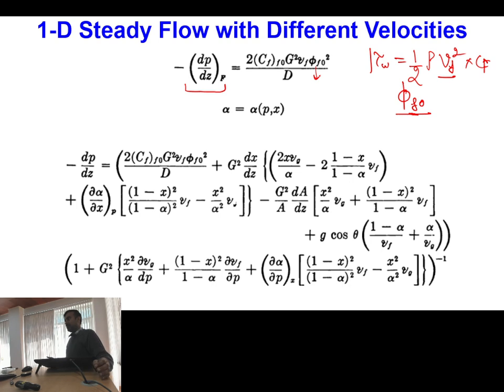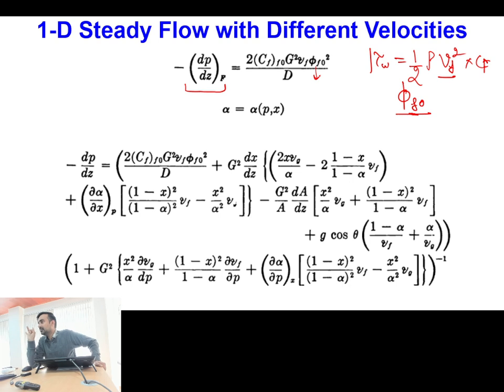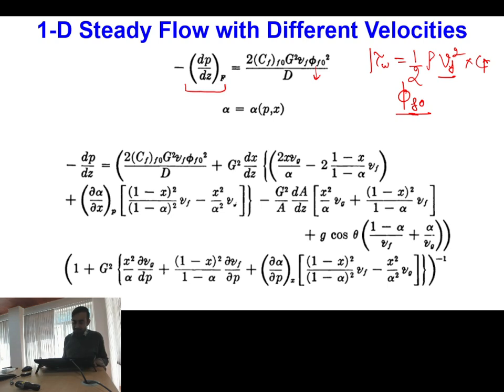Is this point clear? So that's why, by taking the help of the two-phase multiplier, even if my velocities are different, I have to write over here only the velocity of the single phase. Is this point clear? And then alpha I have taken as a function of both pressure and mass quality, and corresponding to that you will be getting this detailed expression for pressure drop.